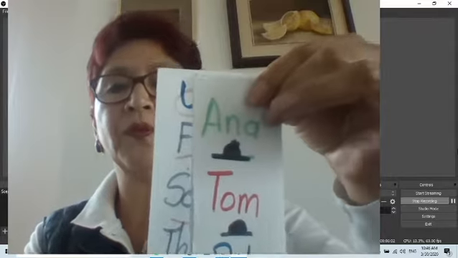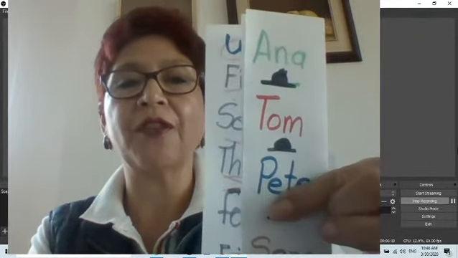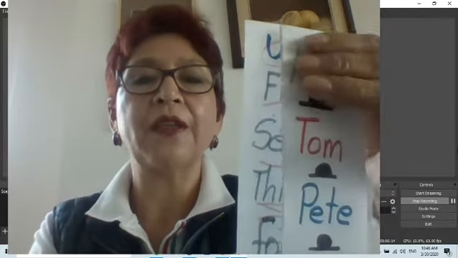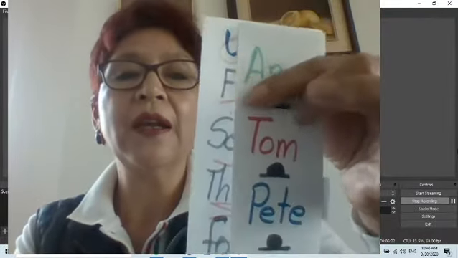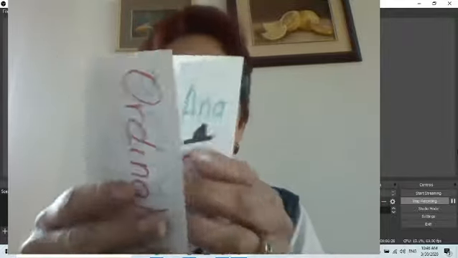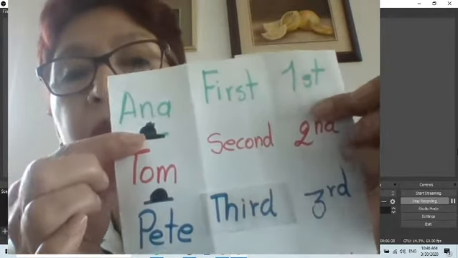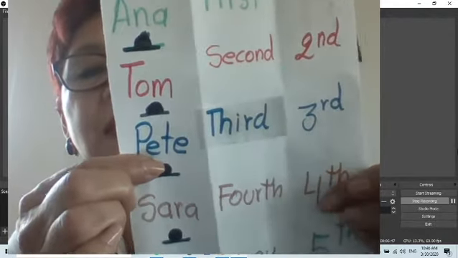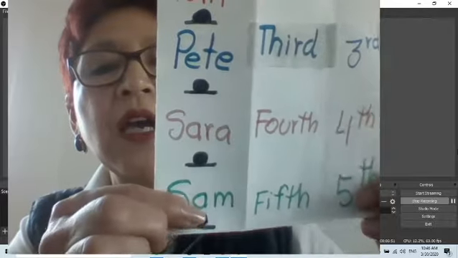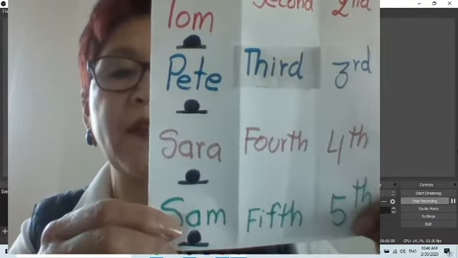Who is first? Anna is first. Who is third? Pete is third. Okay? So, these are in order. These students are sitting in order. So, Anna is first, the position now. We have the position of the students with the ordinal numbers. Anna is first. Tom is in second place. Pete is in third place. Sarah is in the fourth place. And Sam is in the fifth place. So they are sitting in order. Sam is the last one in the row. El último en la fila.